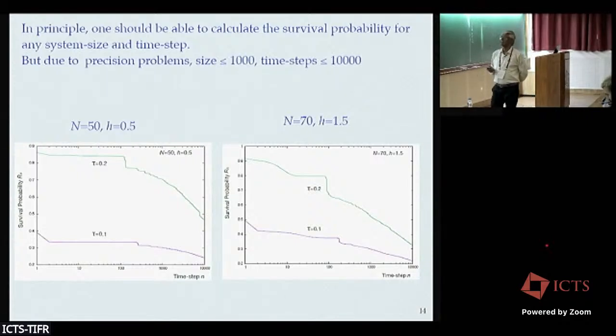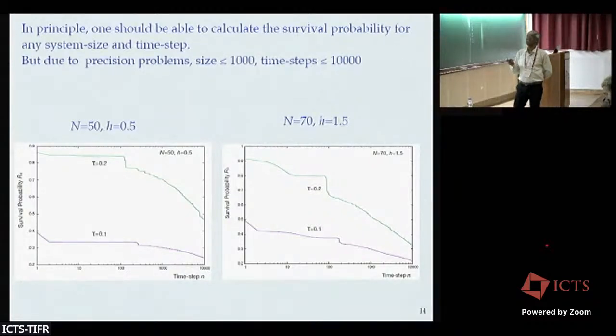So how does the survival probability look? Here we have plotted survival probability versus time step. You see, there is a plateau region and then some rugged region of decay. Here also a plateau region, and this is a plateau region. This I call a plateau. This is too small, there is no plateau region here. When there are several plateau regions, I take the first one. And then a decay. So this is the result for sizes 50 and 70, for h equal to 0.5 and 1.5.